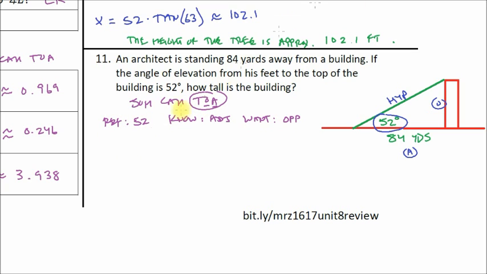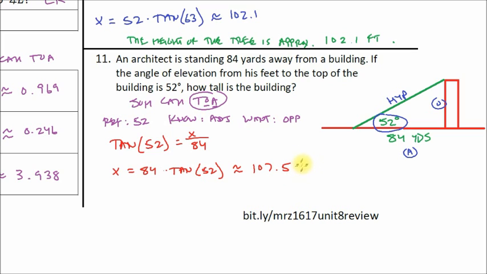So our trig function is going to be tangent of 52 degrees is equal to opposite, which is our unknown. Remember, opposite's on top. Adjacent is our distance from the building, which is 84. This is an x on top situation, which is multiplication. X is equal to 84 times tangent of 52 degrees. 84 times tangent of 52 is approximately 107.5, and our unit of measure here is yards.